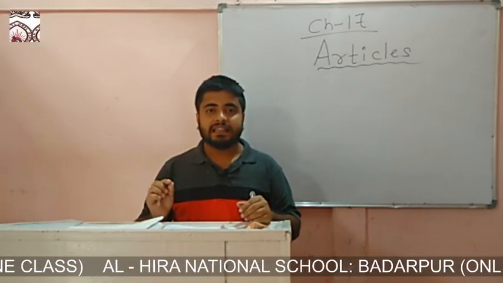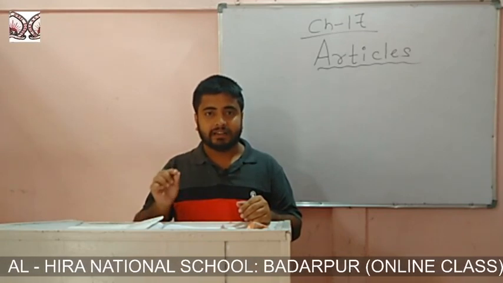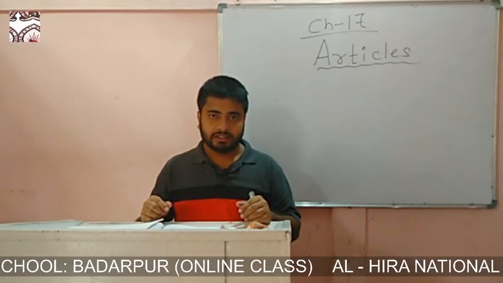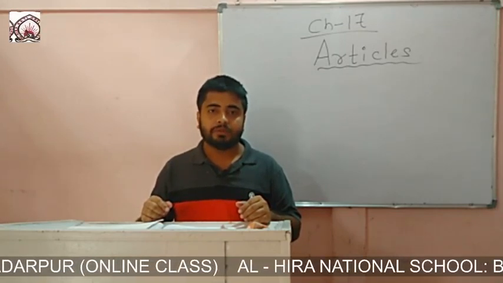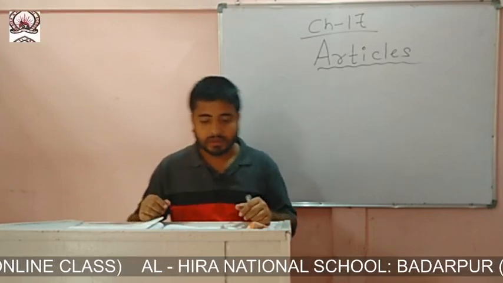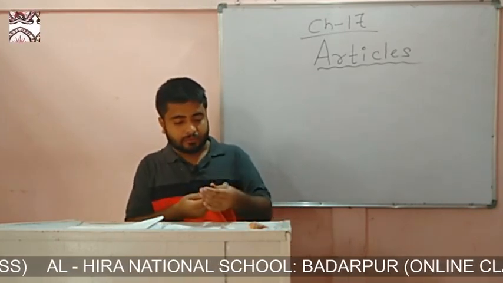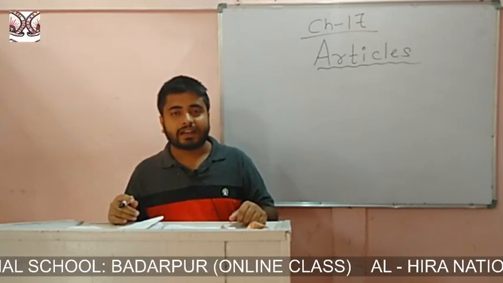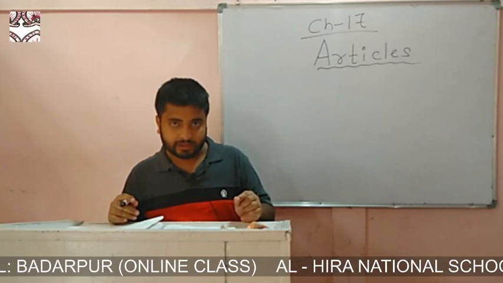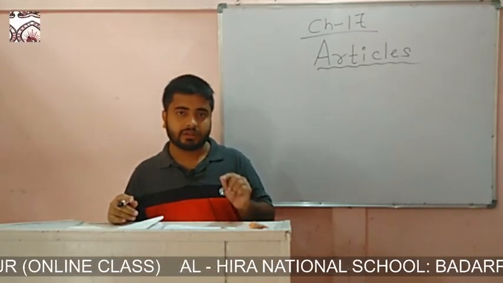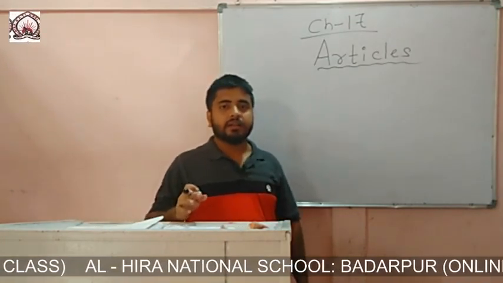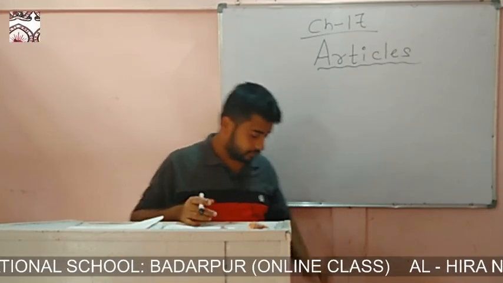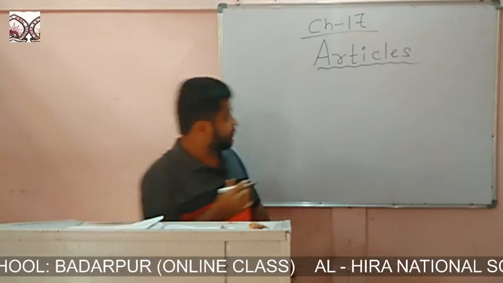The words a, an, and the are known as articles in English grammar. They are used before the nouns. Now, articles. There are two types of articles. They are definite article and indefinite article. I am writing on the board, you can see.